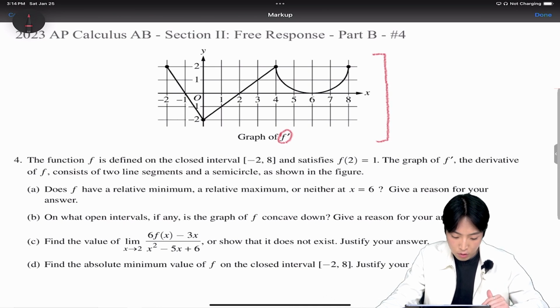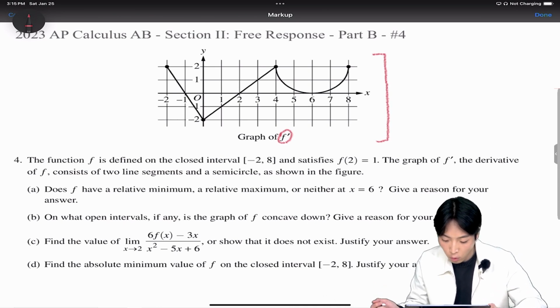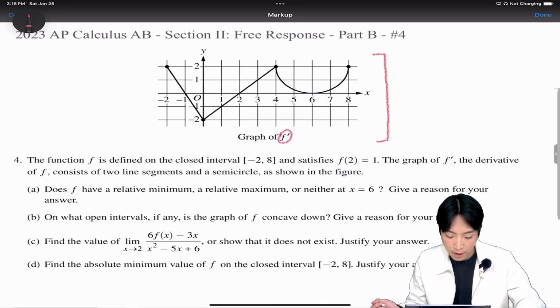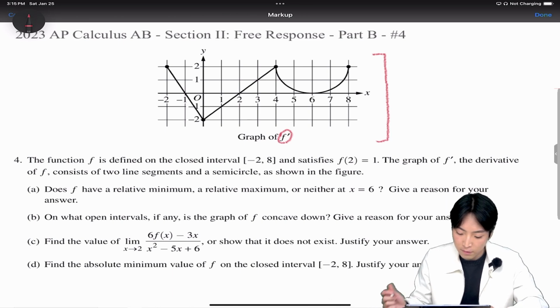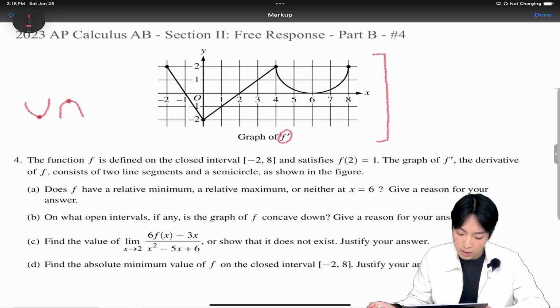So diving into part A. Does f have a relative minimum, a relative maximum, or neither at x equals 6? And give a reason for your answer. So what happens? When do we have our relative minimum or relative maximum? A relative minimum will be a point like this, and this would be like our relative maximum. So when does it happen?